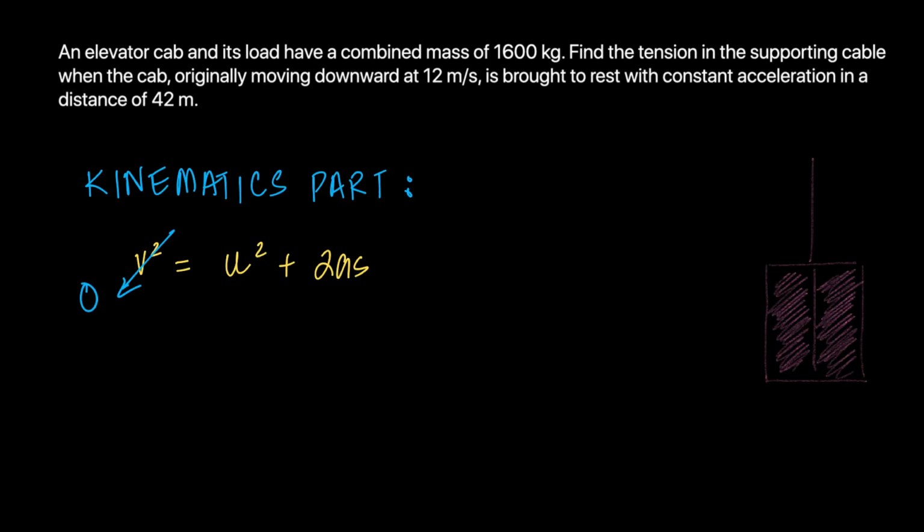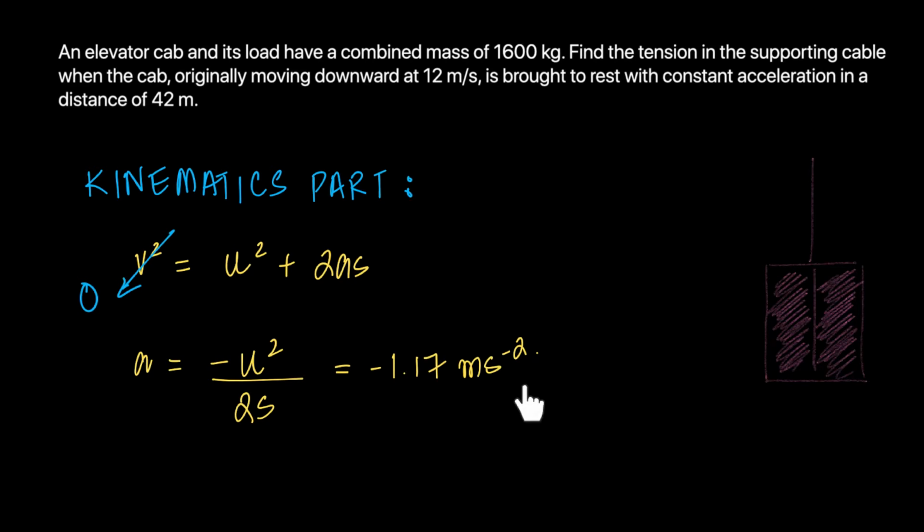Let's solve that, and what do we get? Rearranging for acceleration, we get negative 1.17 meters per second squared. So that's the kinematics part. We really needed the acceleration. Now what do we need? Let's look at the question again. Find the tension in the supporting cable.